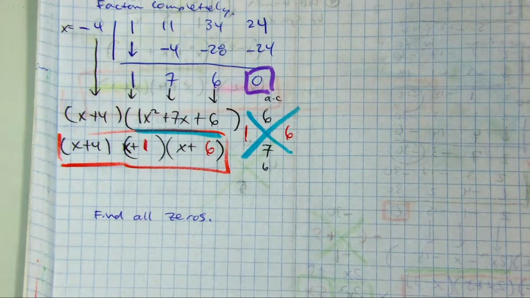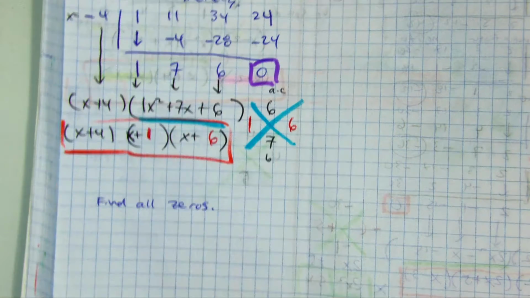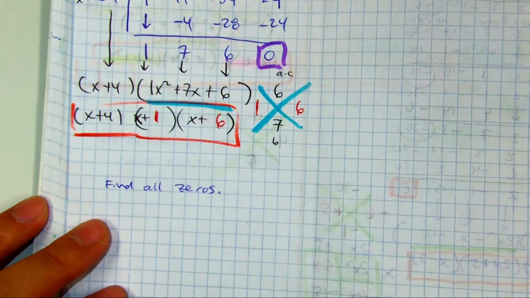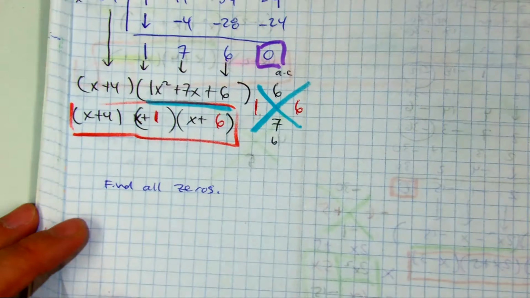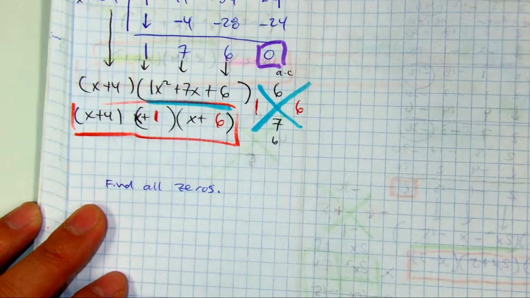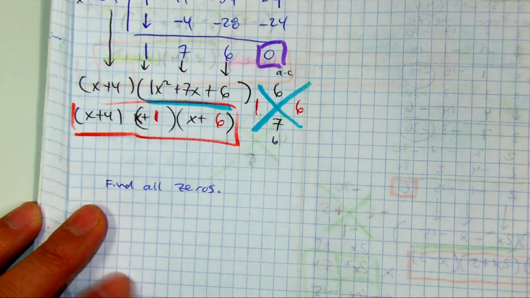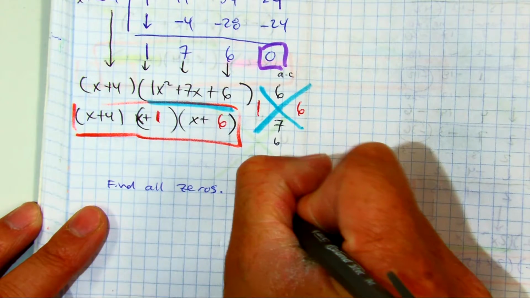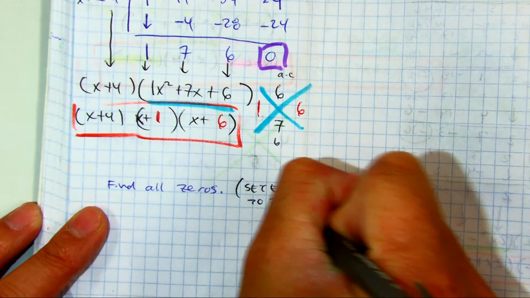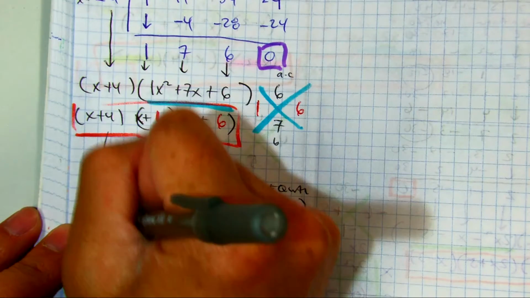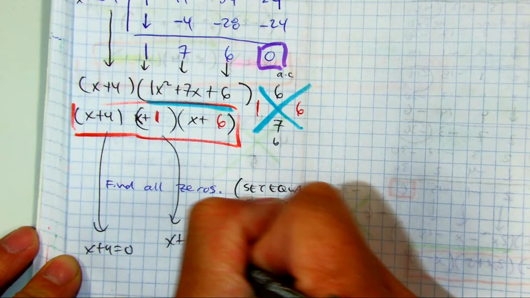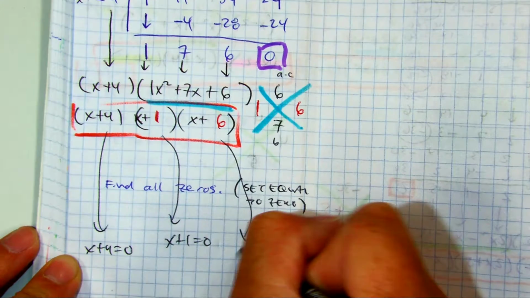Today's lesson is just adding one more step to what we've done. Super easy. They want us to find all the zeros. Well, how do you find the zeros? Someone just said set equal to 0. x plus 4 equals 0. x plus 1 equals 0. x plus 6 equals 0.